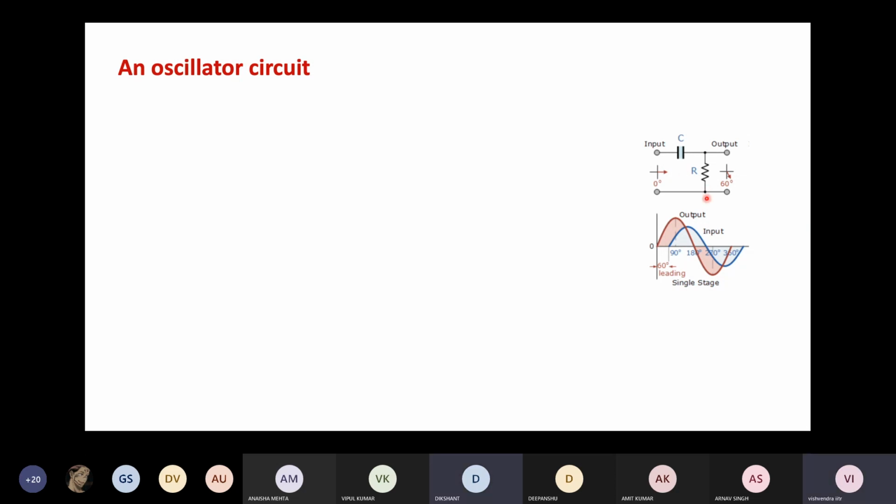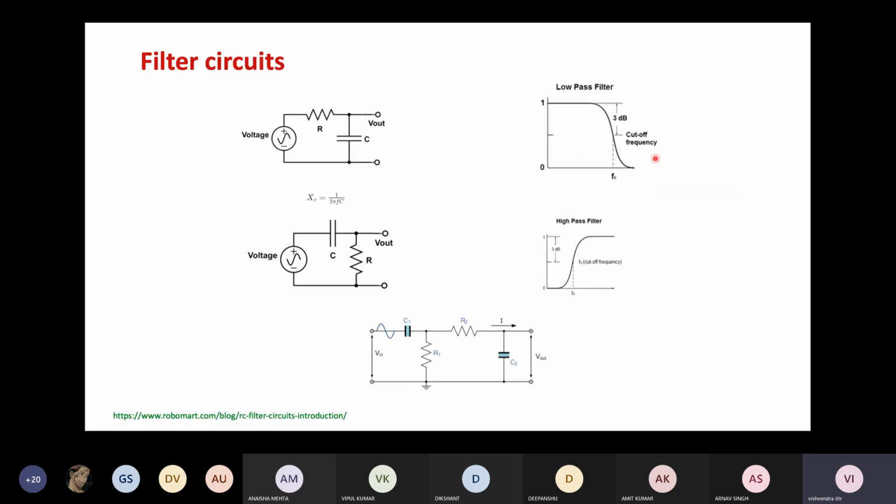Yes, sir. Do you know that the output across an RC circuit has a phase difference with respect to input? Yes, sir. Yeah, so that's what we also need to keep in mind in filter circuits.